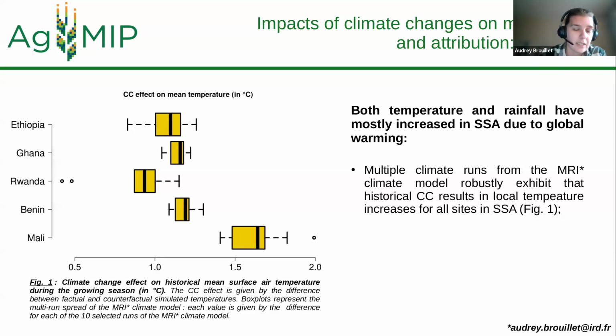So what we were expecting, what you can see on this figure, is that global warming increases the local temperature during the growing season for all sites, so around 1 to 1.2 degrees more during the historical period due to human activities, due to climate change, and around 1.5 to 1.7 degrees annually.